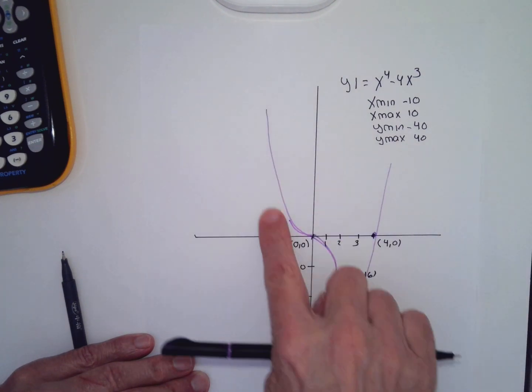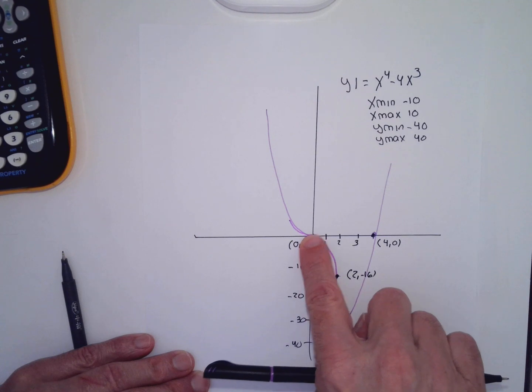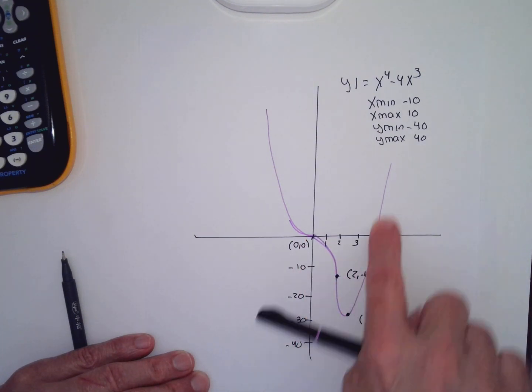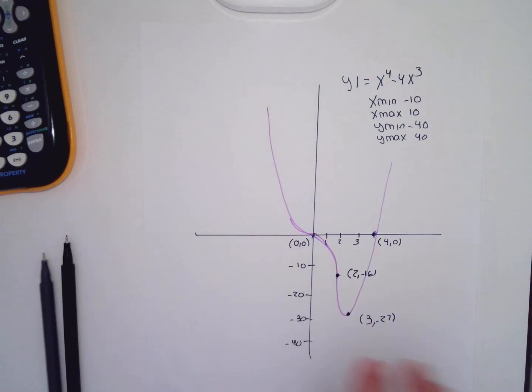It's concave up, gets to this point, turns to concave down, gets to this point, turns to concave up, and it's concave up the rest of the way. That's a lot, to say the least. Let's do a fraction.